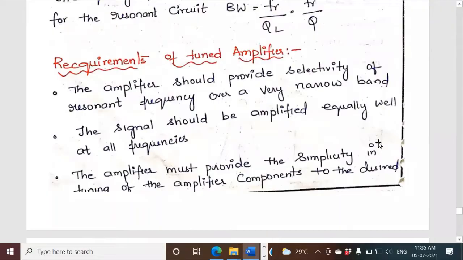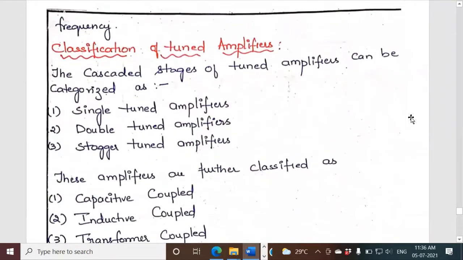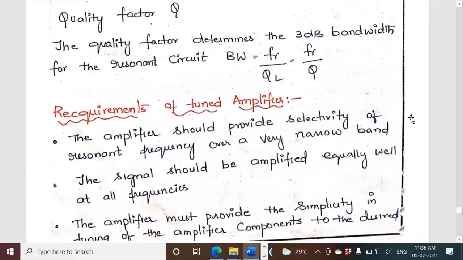For example, as I told you, to select a particular frequency associated with radio signals. Even though the range is small, all the frequencies in that range should be amplified equally. And of course, the circuit should not be complicated. These are the requirements of tuned amplifiers.